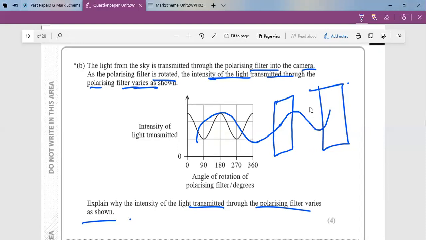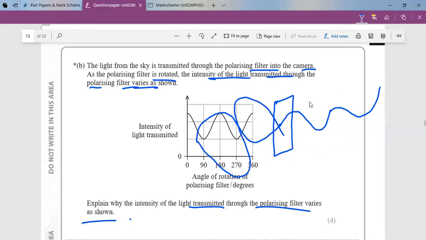And if the second one is also parallel to the first filter, then the light will still flow in the same direction with the same intensity. But what happens here is that only the wave which is vibrating parallel to the plane of this filter is passing through it, and the rest of the vibrations are absorbed. Meaning, if there is a wave which is vibrating this way, it will get absorbed. It will be blocked.